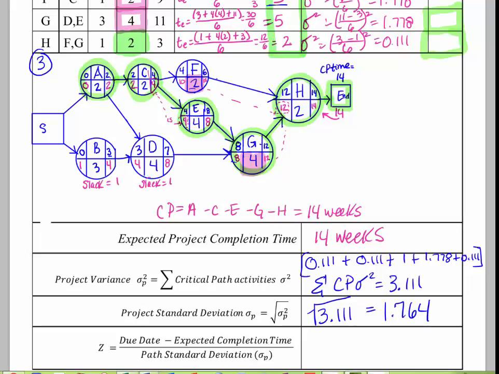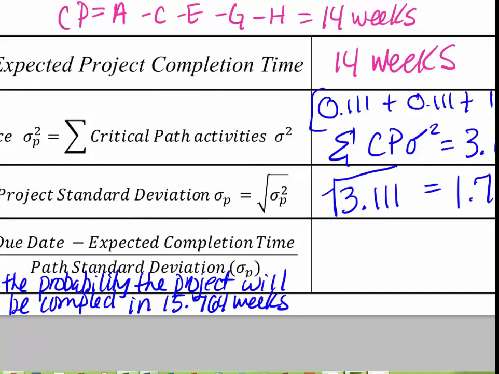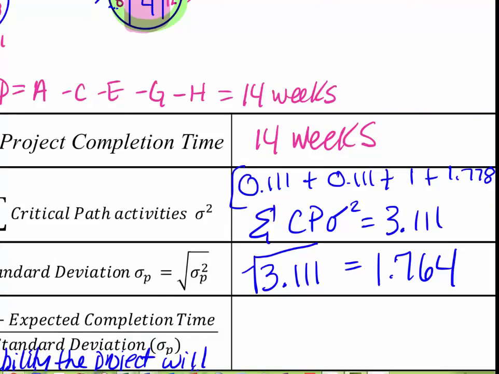So now we're going to compute the z value for expected project completion in 15.764 weeks. So let me just write that down here. So we're going to calculate the probability that this project's going to be done in, like I said, 15.764 weeks. You can see it right there. And I'm going to calculate it over here. And once I get it calculated, I'm going to draw it out for you and explain why it is this. But let me just show you here.